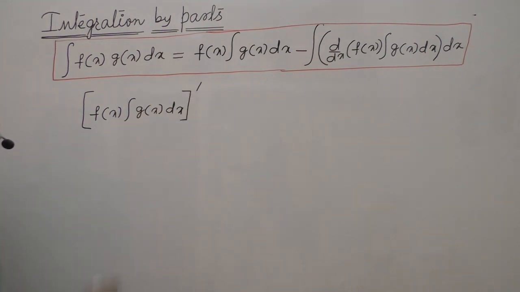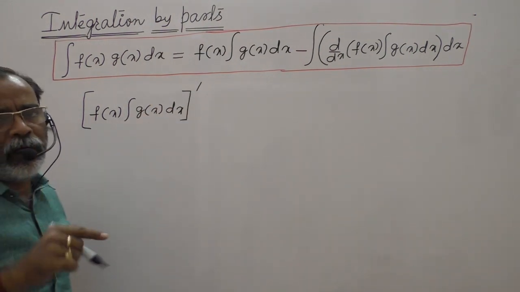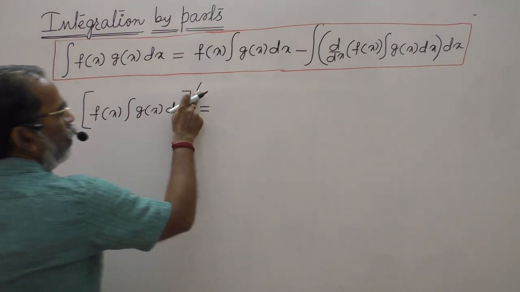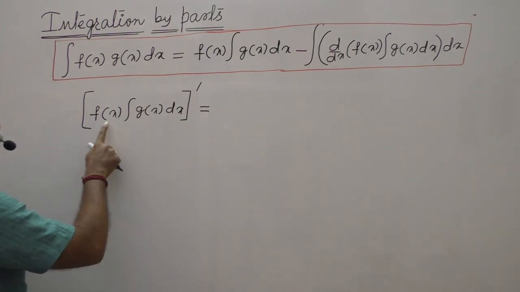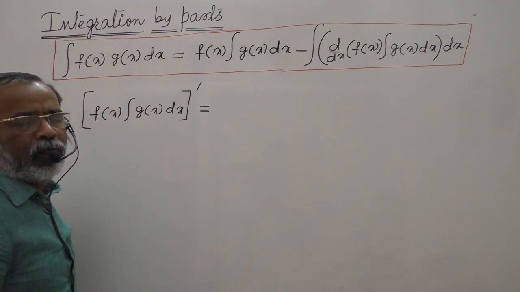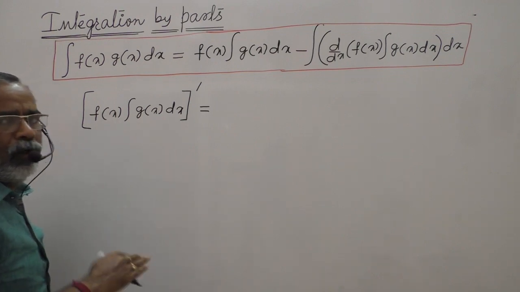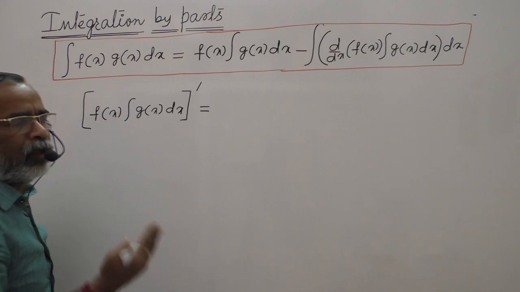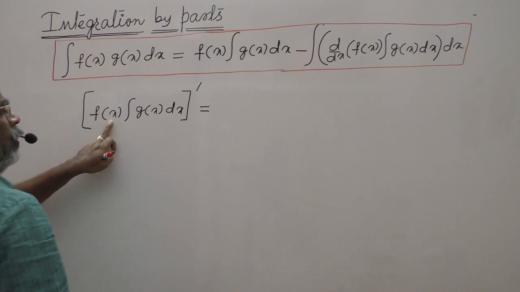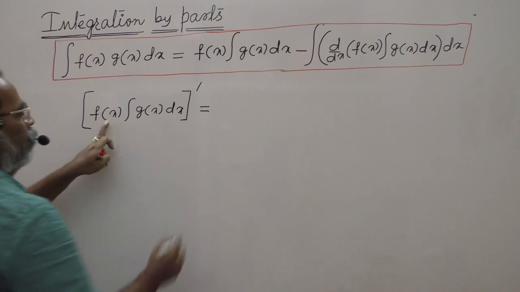Differentiating means d by dx, or you can write f dash x. Now we are performing differentiation. These are the two functions. In differentiation you should apply the uv rule: u into v dash plus v into u dash. Okay, we will apply that. Say this is u, this is v.